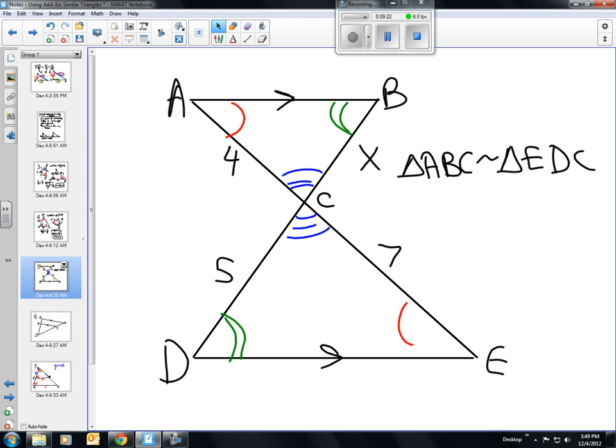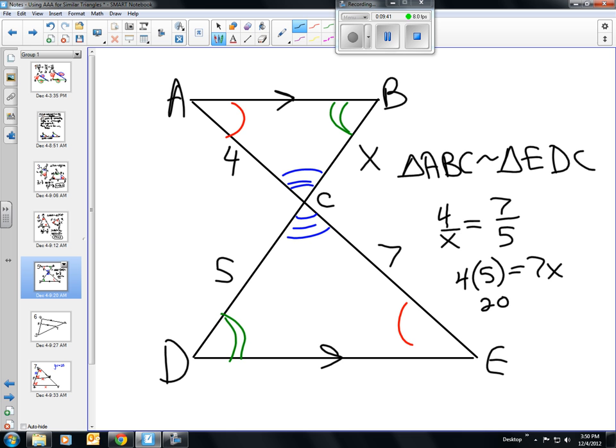And then if we wanted to solve for x here, we could set up another proportion where we say 4 over x is equal to 7 over 5. And use your cross product. You take 4 times 5, which is 20, equals 7x. And then take 20 and divide by 7, so that x is going to be equal to approximately 2.8.